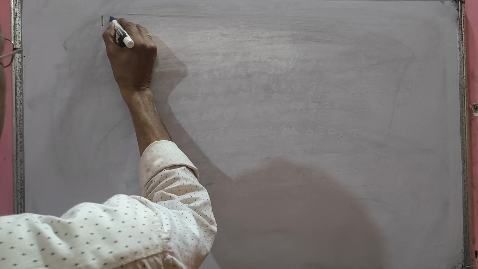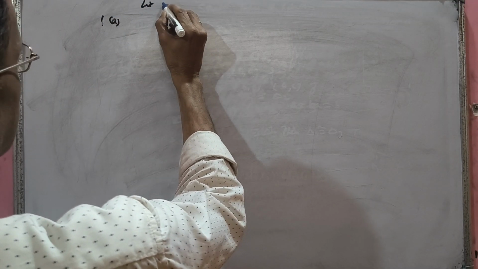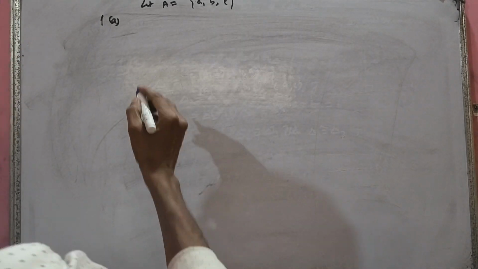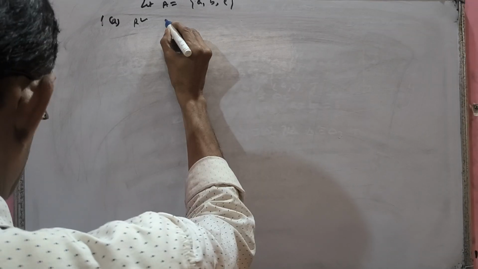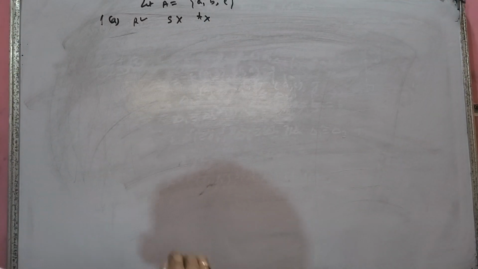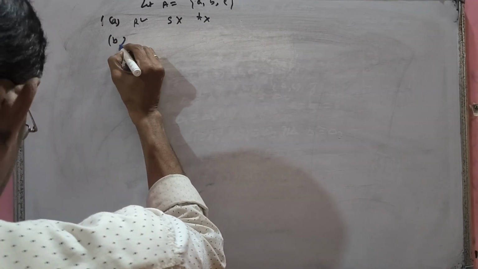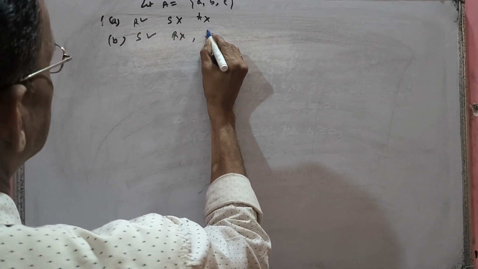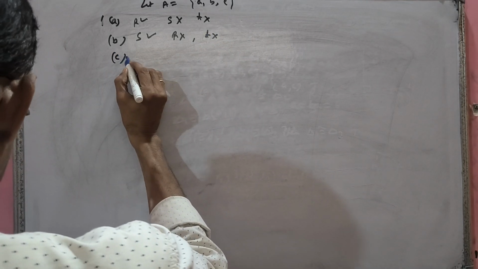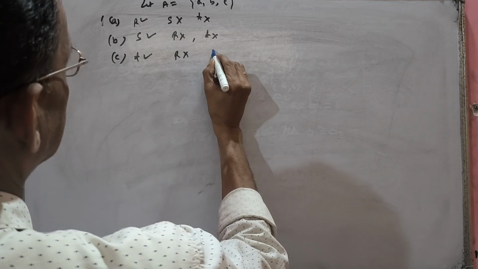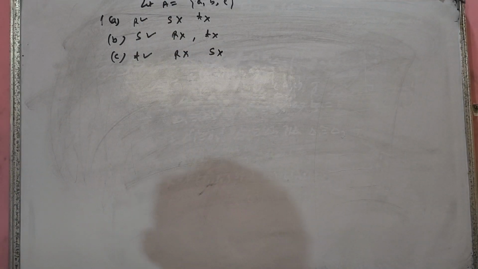Question number one, part A. Let A be a set with the elements A, B, C. Part A: the relation should be reflexive, it should not be symmetric, it should not be transitive. I will write the question first. Part B: it should be symmetric, it should not be reflexive, it should not be transitive. Part C: it should be transitive, it should not be reflexive, it should not be symmetric. I have written the question, okay?